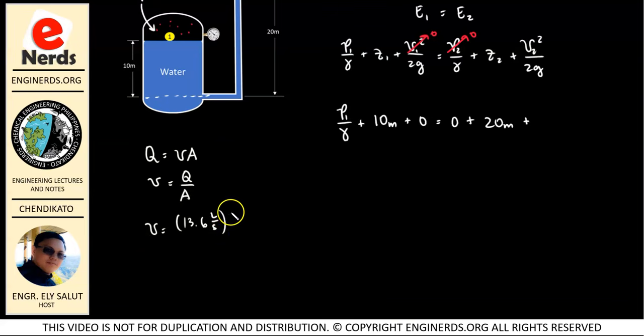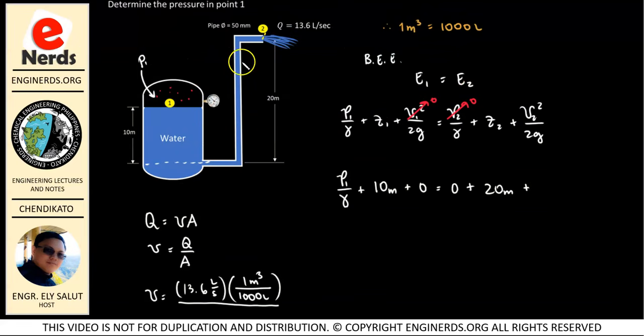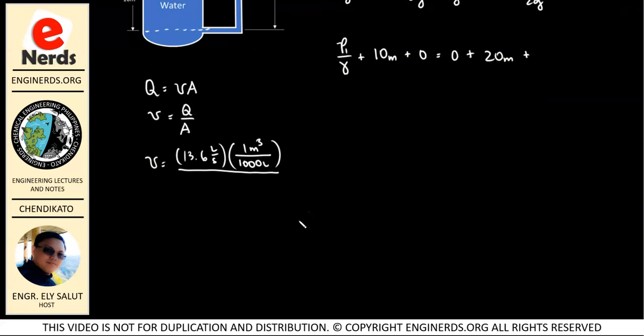So we're going to convert that to cubic meters. So we have 1,000 liters in 1 cubic meter, divided by the cross-sectional area of our pipe. Our pipe has a diameter of 50 millimeters, so it's a circular pipe. Therefore, our formula for cross-sectional area will be pi over 4 times the diameter squared.